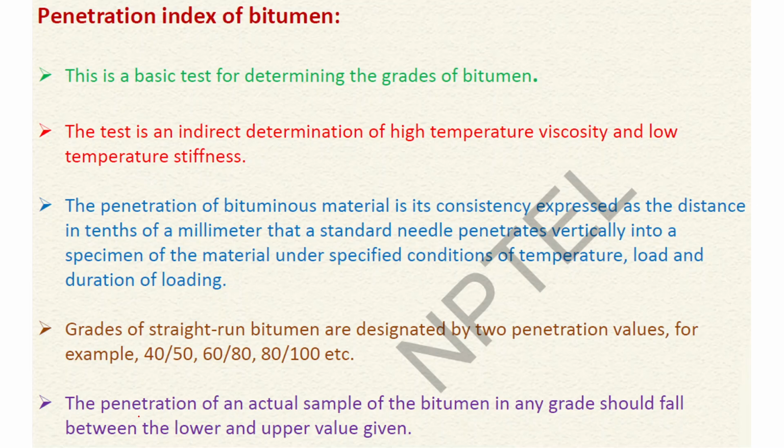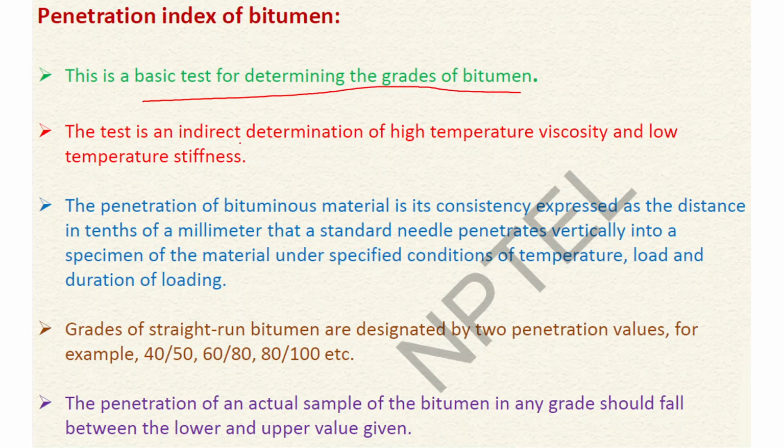Coming on to some of the properties of bitumen. The first one is that bitumen is basically the heavier residues given off from the atmospheric distillation column, such as the atmospheric residue, then vacuum residue, and some other heavier residues as well. So basically, it is the penetration test. It is the basic test for determining the grade of bitumen.